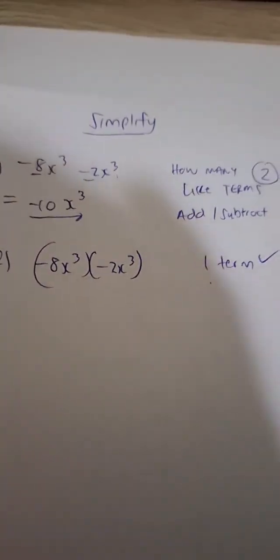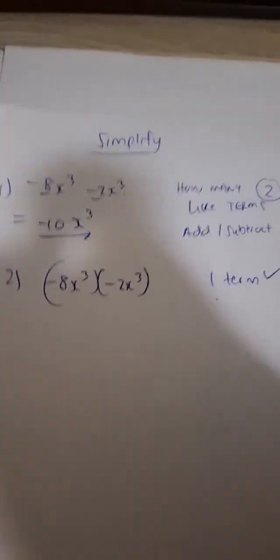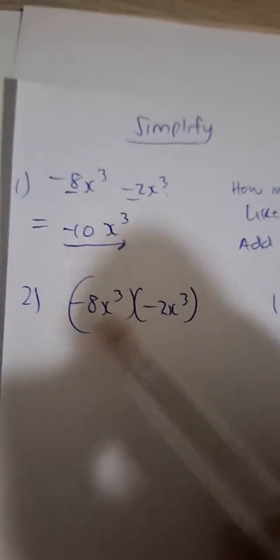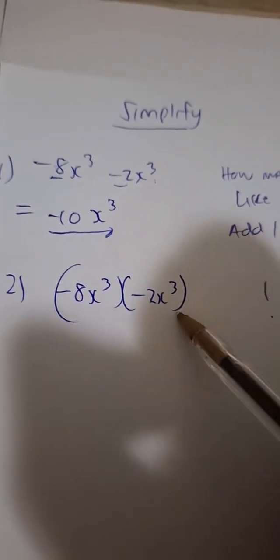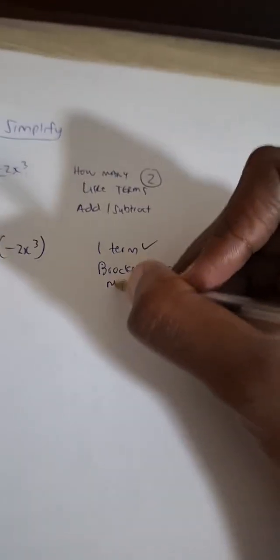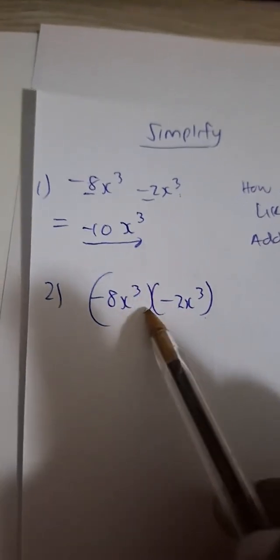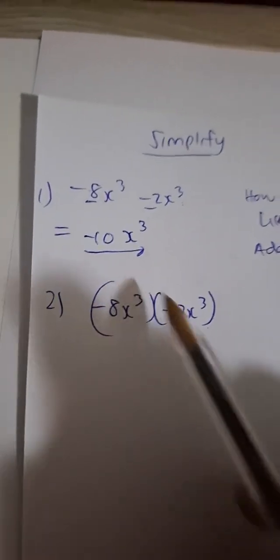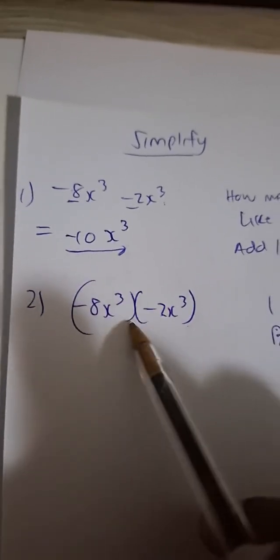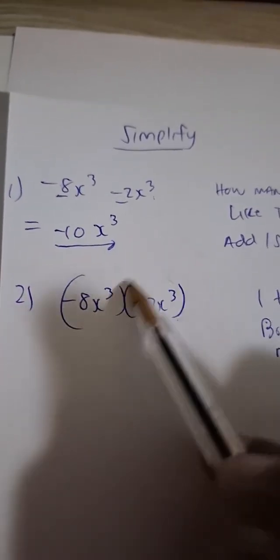Okay, I love what Lesego is saying: multiplication joins them. Siviwe is also saying brackets group terms to be one. Yes, people, if you look at these brackets, they mean something. Brackets mean multiply. And these brackets are joined, so they mean multiply in the literal sense. So this is multiplied with that.